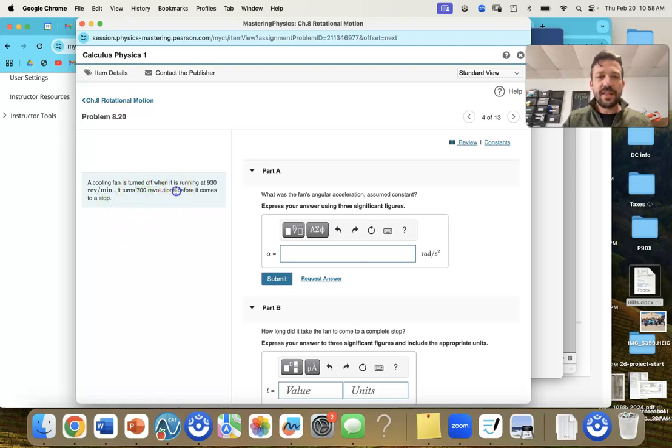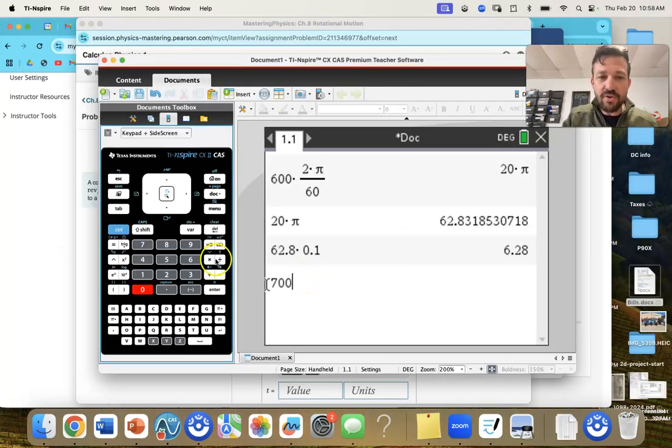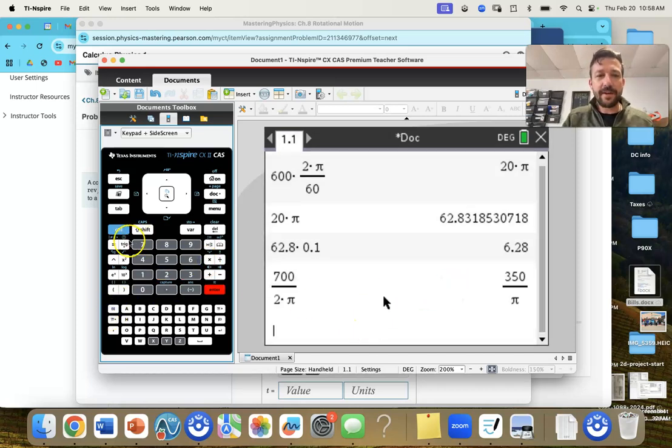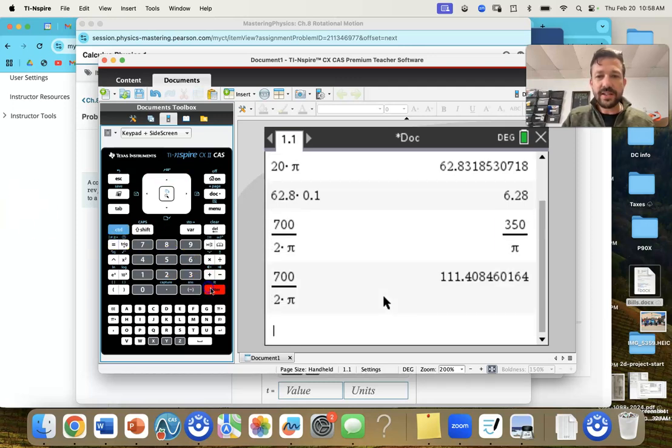700 revolutions, that is something you know, so you need to write it down as a known. But it shouldn't be in revolutions, it should be in radians, right? So if it's 700 revolutions, you would want to do 700 revolutions divided by 2 times pi, and let's switch it to a decimal. That's how many radians it traveled through.